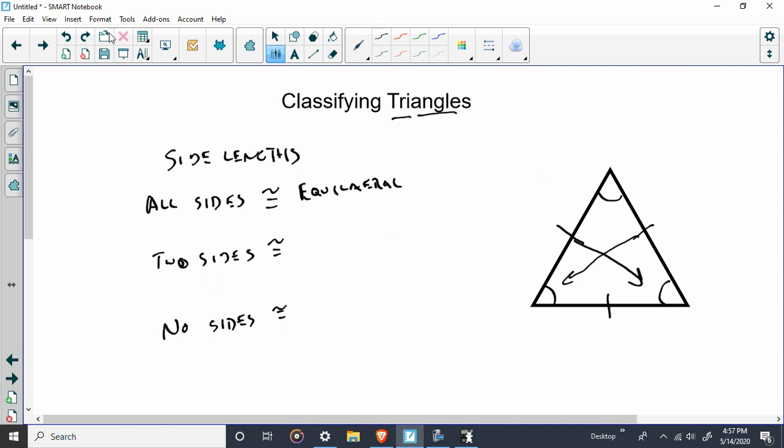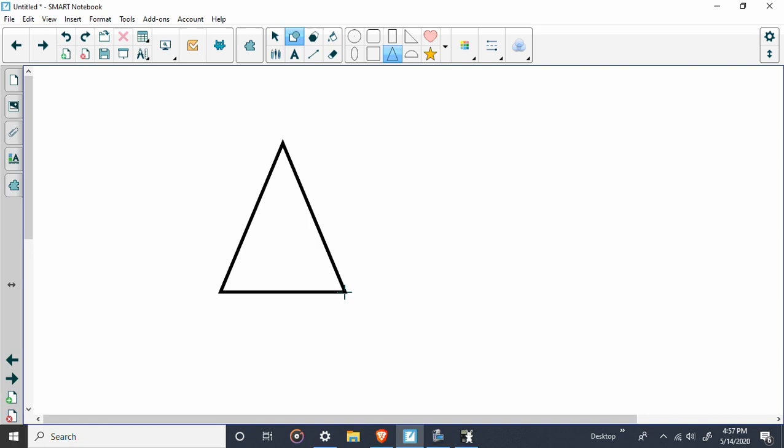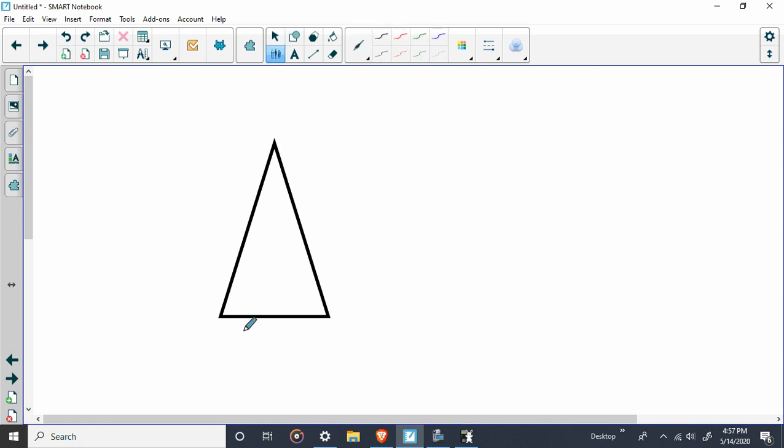Okay? So it's important for us to recognize that if we see something like this, right? If they give you this and they tell you that these two angles are congruent, you also know, even though they didn't tell you anything about the sides, that this is an isosceles triangle. Okay, so if they give you the two base angles being congruent, that's enough to say this as well. All right.